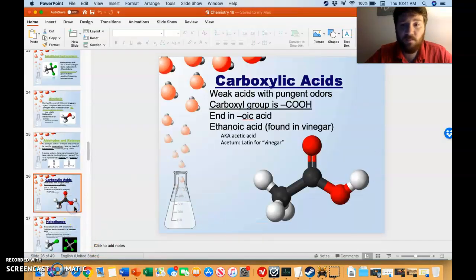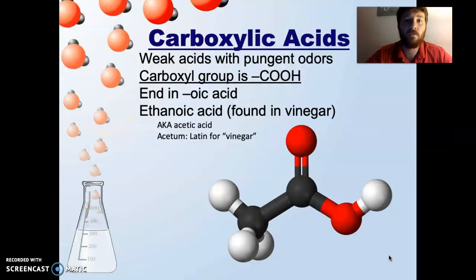And let's move on to a carboxyl acid or carboxylic acid. And this is a weak acid with a very pungent odor. An example of this is vinegar. I hate the smell of vinegar. But vinegar is a weak acid with a very pungent odor. And it is that way because you have a COOH group.